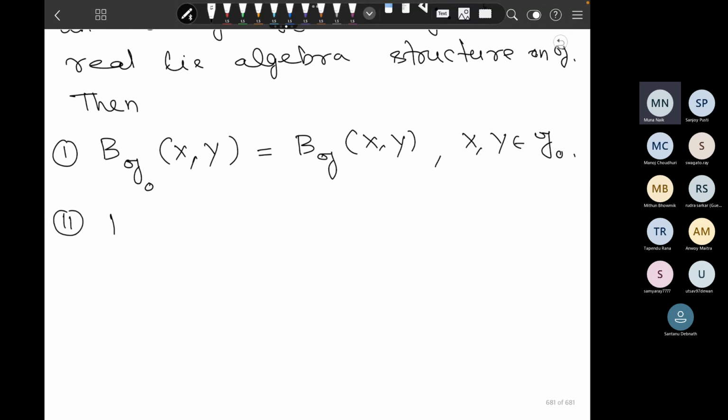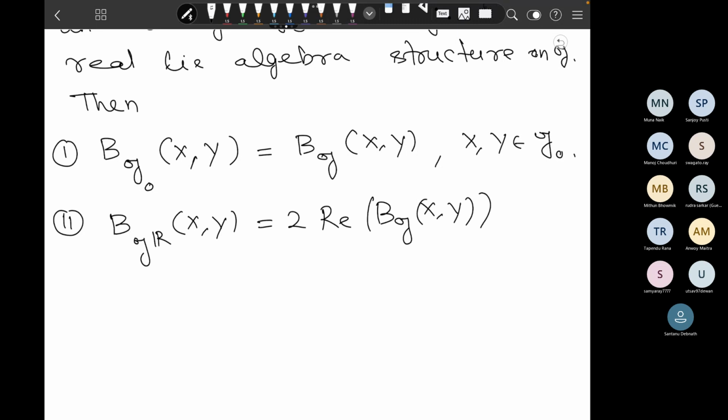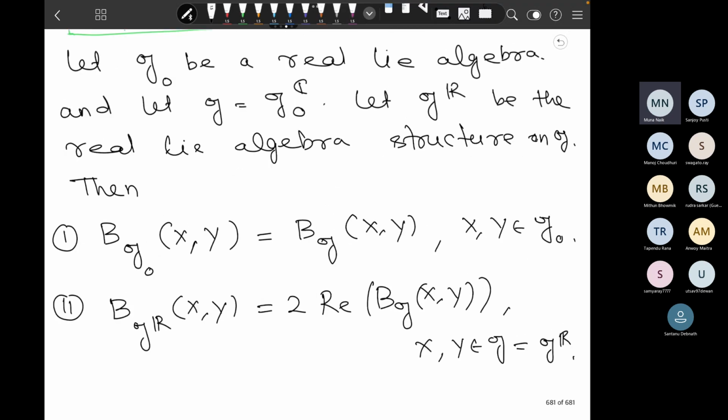The second thing is B_GR(X, Y) equals the real part of B_G(X, Y). This happens for all X, Y belonging to G, and since G is equal to G_R set theoretically, we can take both X and Y in G_R, and this definition makes sense.